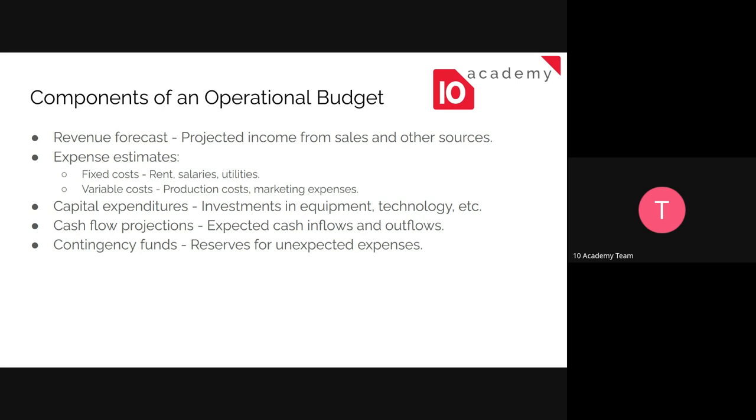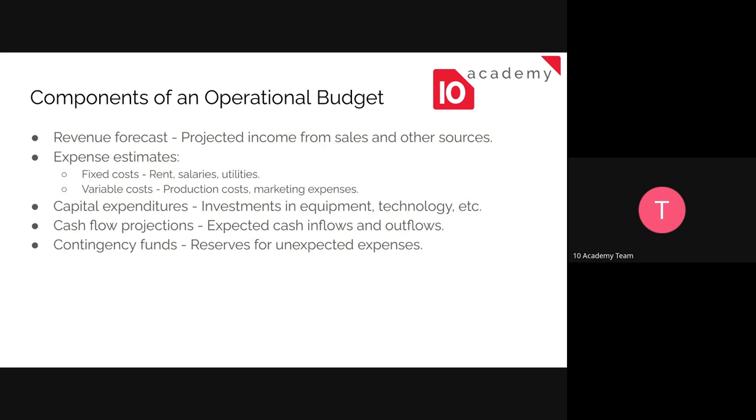Expense estimates are estimates of fixed costs and variable costs. You have actually seen what this means last time, but fixed costs are costs that do not vary with the amount of products you sell, while variable costs are very much dependent on the number of products you sell or the amount of sales moving. So for example, production costs. If you are selling a product, how much you spend to manufacture the products depends on the amount of products you make, right? Or marketing expenses. For one month you could have a very high marketing expense, for the next two months not have any marketing expense, right? So it's pretty much variable.